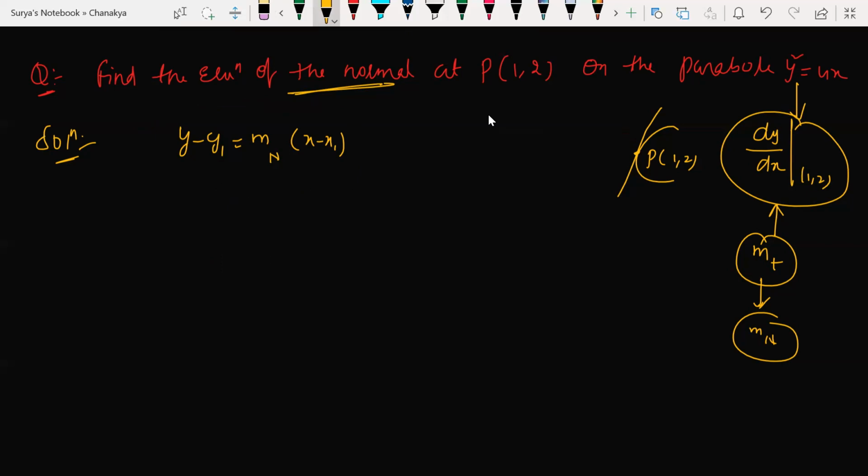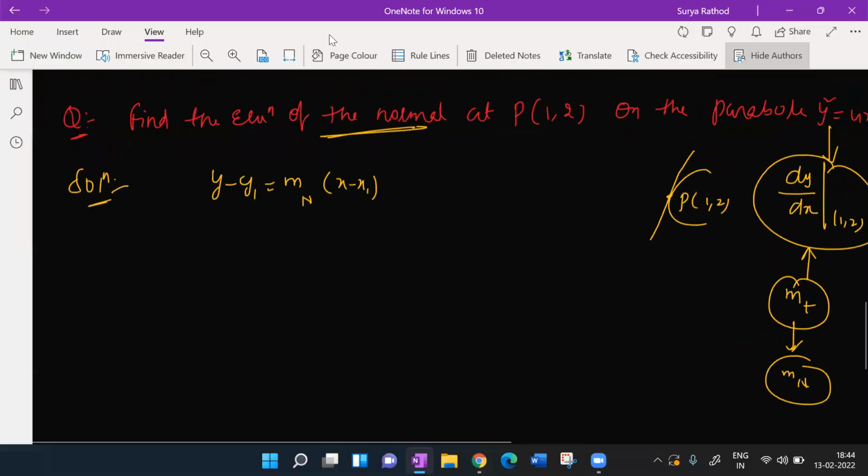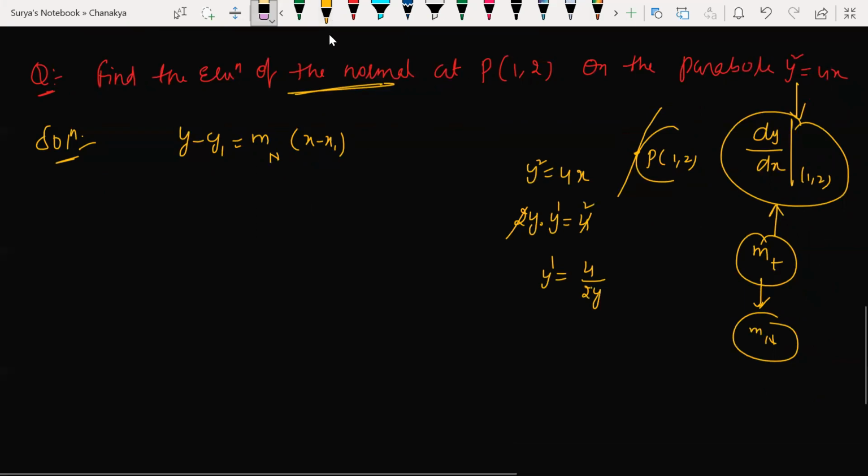Yes or no? Are you able to understand? Are you getting my point? Yes, sir. dy by dx is what now? Given y square is equal to 4x, what is the dy by dx of this particular curve? Derivative of y square is 2y into inner function y dash is equal to 4. Am I correct? So y dash is equal to what? 4 by 2y. Am I correct or not? Yes or no? Look, 2 1s are 2, 2 2s are 4, you write like this.